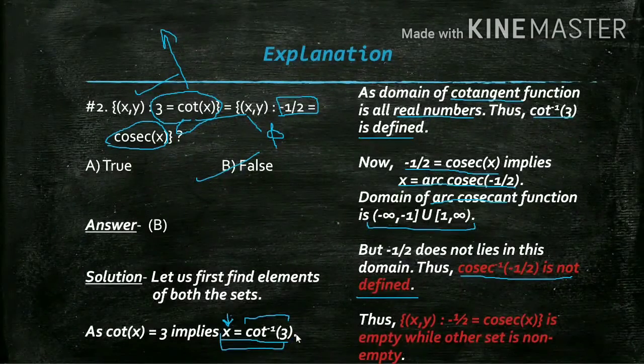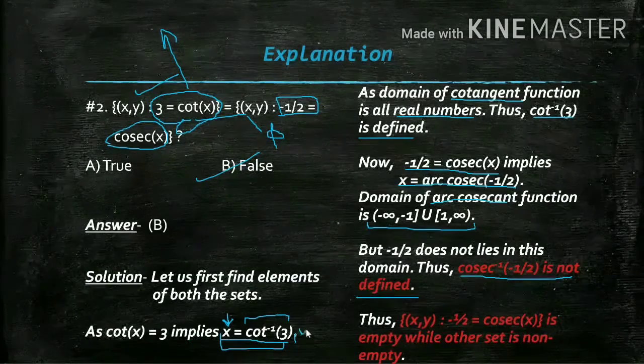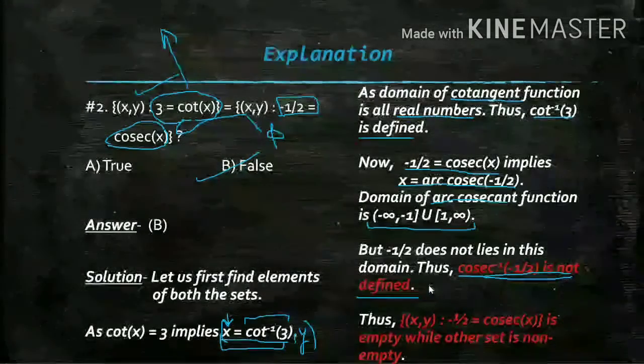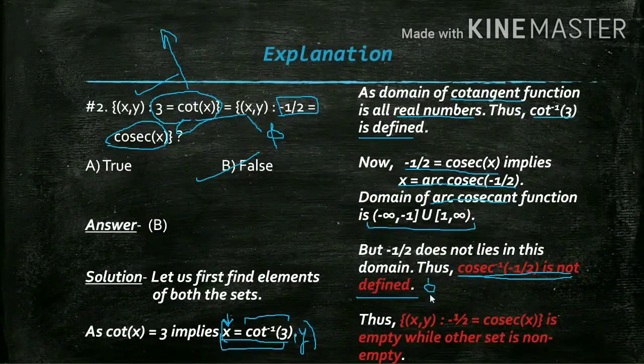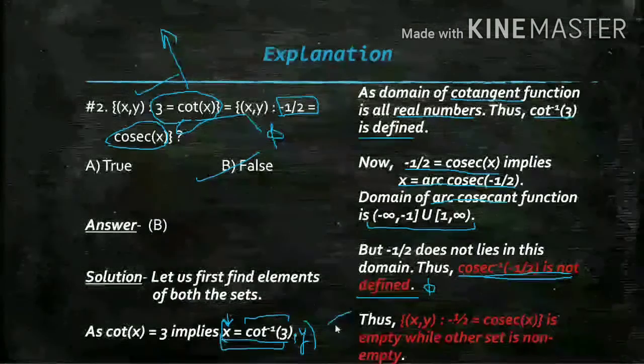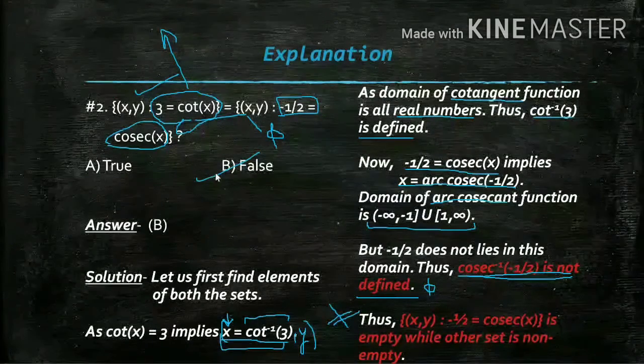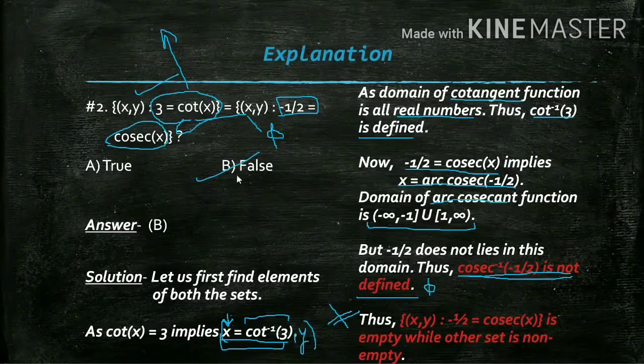And elements would be like this: x equal to cot inverse 3, comma, pi, comma, y. So these would be the pairs with the angles of the first set. While for the second one, cosec inverse minus half is not defined. So its element would be just, sorry, 5, not half, 5. Now, 5 is not equal to this because this is not empty. So thus these sets both are not equal.